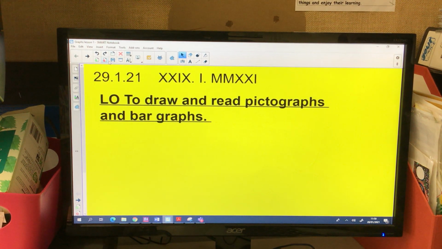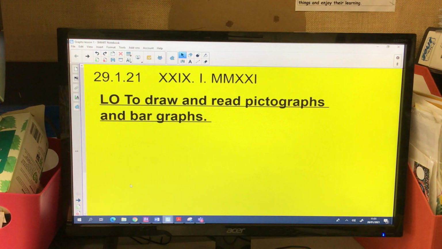Good morning, Year 4. It's Friday the 29th of January and this is a maths lesson for my maths group. Now we're coming to the end of the fraction work. We haven't done everything we need to do with fractions, but I'm putting it to one side for now and we'll revisit it later in the year.